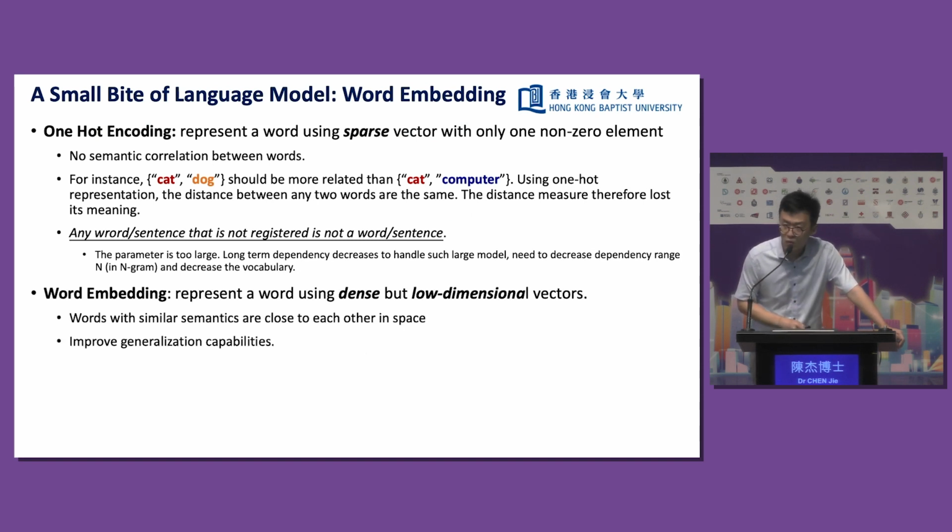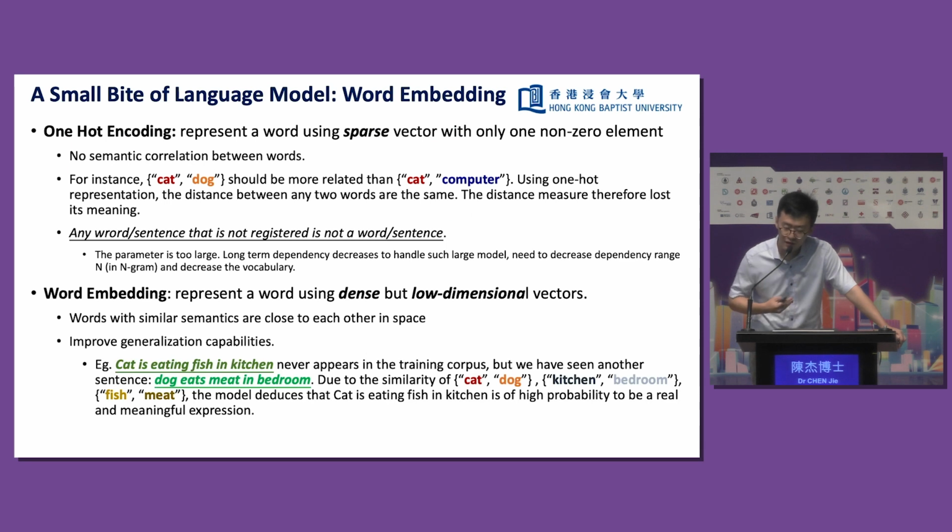But what can word embedding bring us, right? For word embedding, we represent the word using dense, low-dimensional vectors, so that words with similar semantics are closer to each other in the space, which will improve the generalization property of the representation.